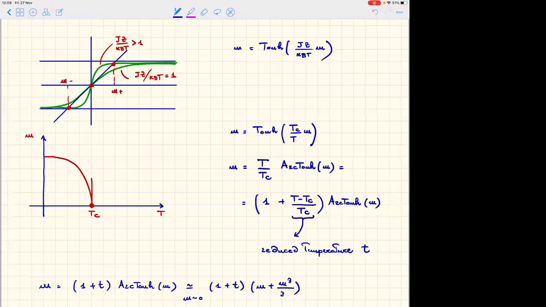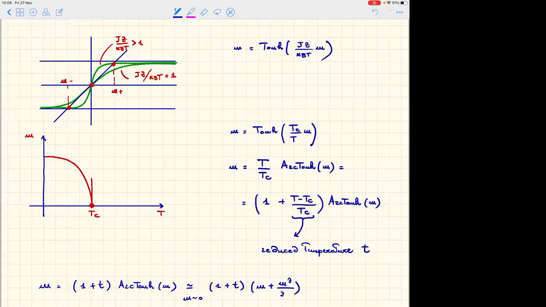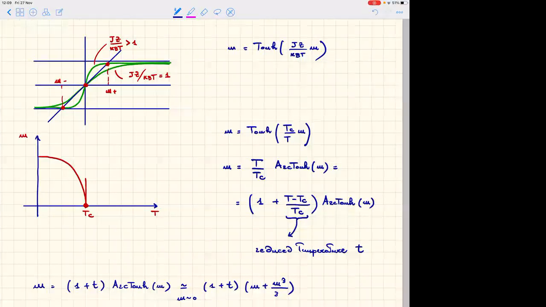And now I can take this simplified equation, which becomes algebraic close to the critical point, and solve it for m. What I will get is that m equal to 0 is always a solution, of course. And then there are two solutions, m equal to plus and minus 3t to the power 1/2. Of course, t has to be negative in order to find these other solutions, and t negative means that the temperature is smaller than Tc.